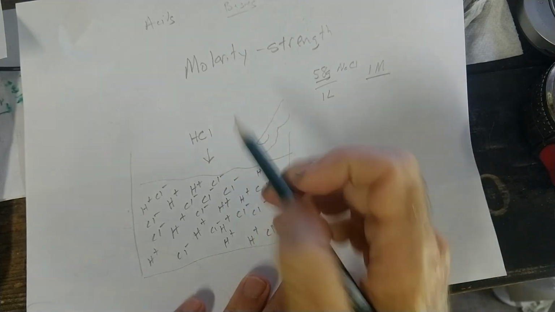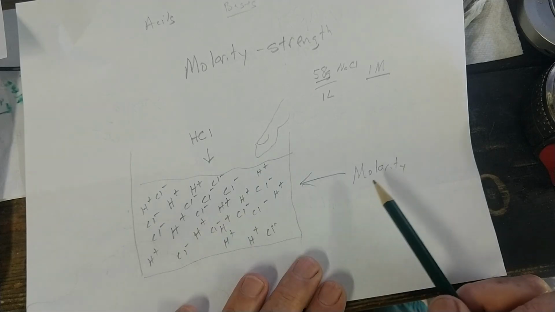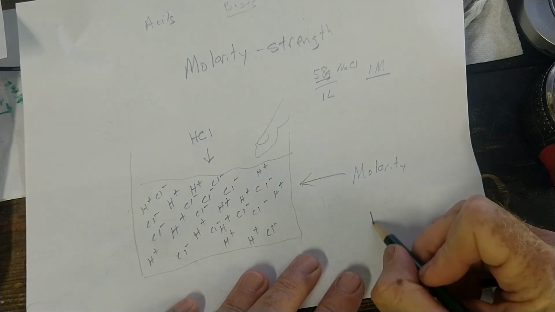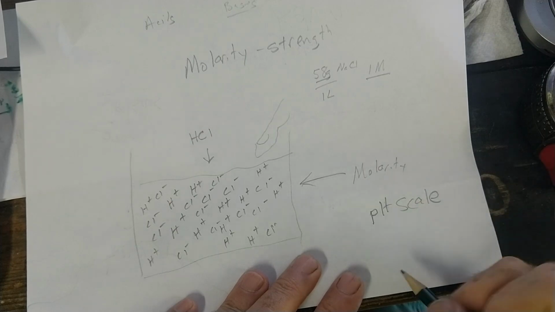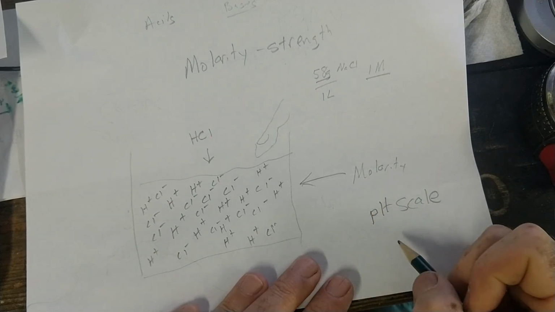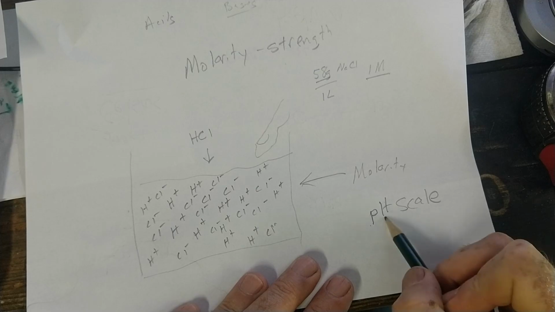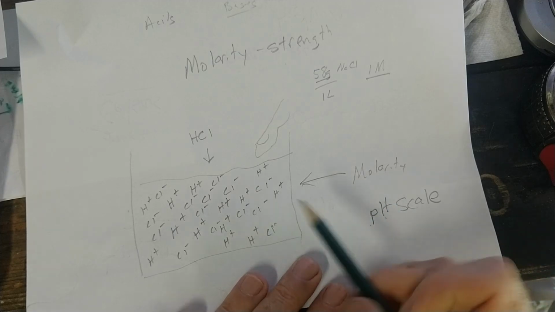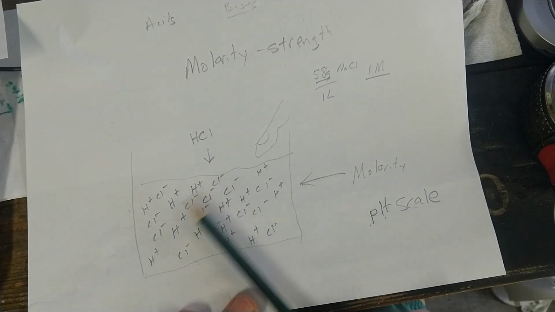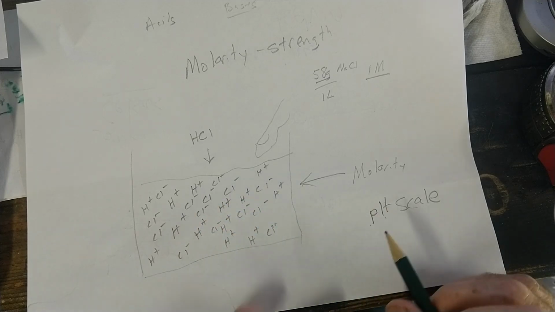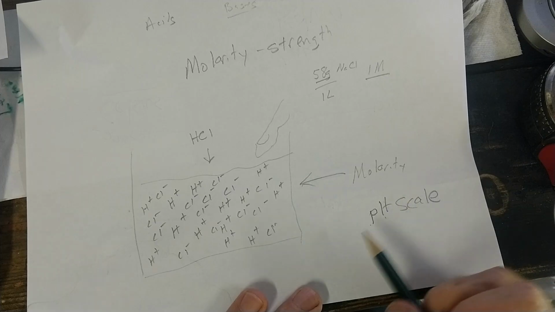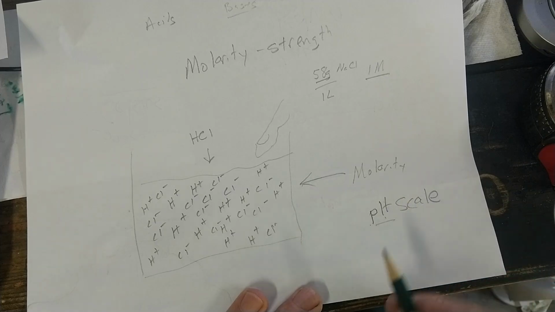Molarity, right? The more of this we dump in, the higher the molarity. And that is where the pH scale comes from. What? That's right, the pH scale. The percent hydronium scale says that the more of this we have dumped in, we're going to change a number. All right? We're going to change a number. And that number we're going to change is the pH.